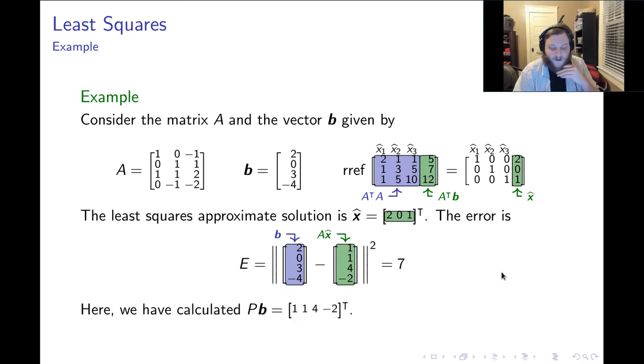Finally, the last thing I want to point out here is we just multiplied A times x hat, and one of the properties in least squares says that A times x hat is the same thing as the projection of b onto the column space of A. And since we did that multiplication a moment ago, we have just found out that the projection of b onto the column space of A happens to be this vector, 1, 1, 4, negative 2.